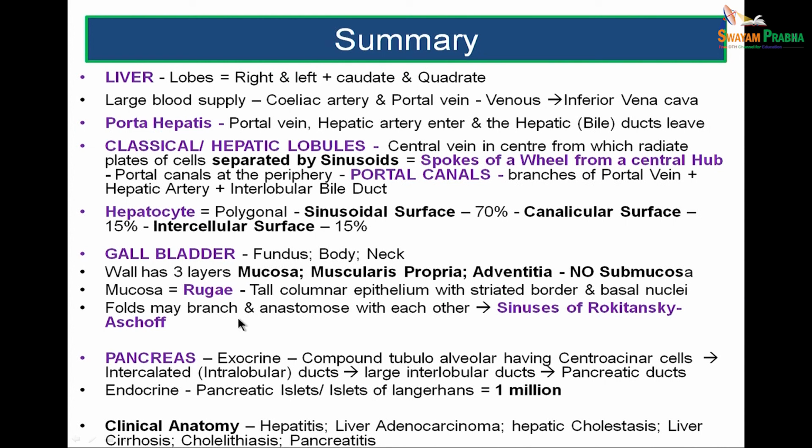We also studied the pancreas, the exocrine part made up of acini having centroacinar cells draining into intercalated ducts, interlobular ducts and the pancreatic ducts. The endocrine part is made up of the islets of Langerhans, about 1 million in a pancreas, concentrated in the tail.